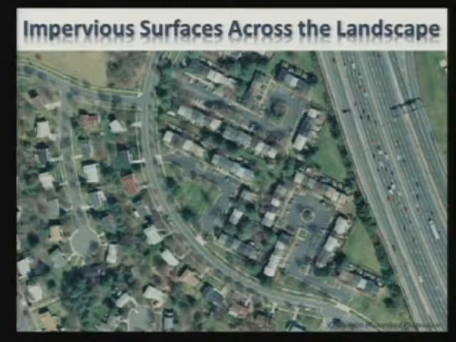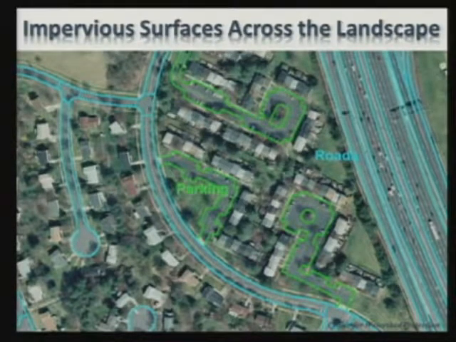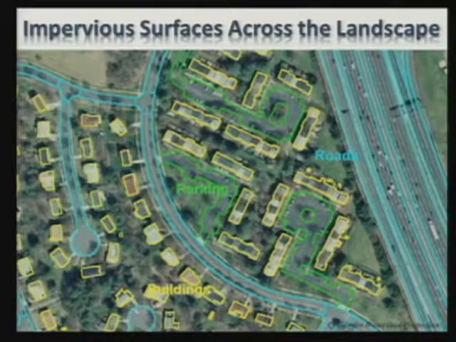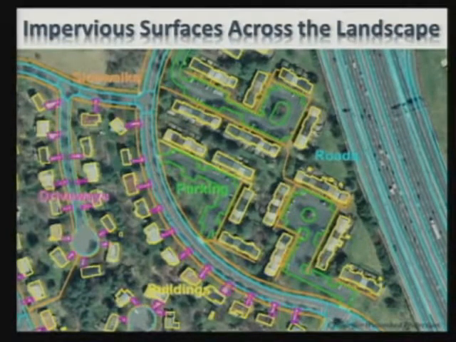So we can start to look at impervious surfaces across the landscape. When we look at this aerial image, can you identify some of the impervious surfaces that you see in this picture? Did somebody mention roads? How about parking lots? We've got a lot of rooftops. We also have sidewalks and driveways.